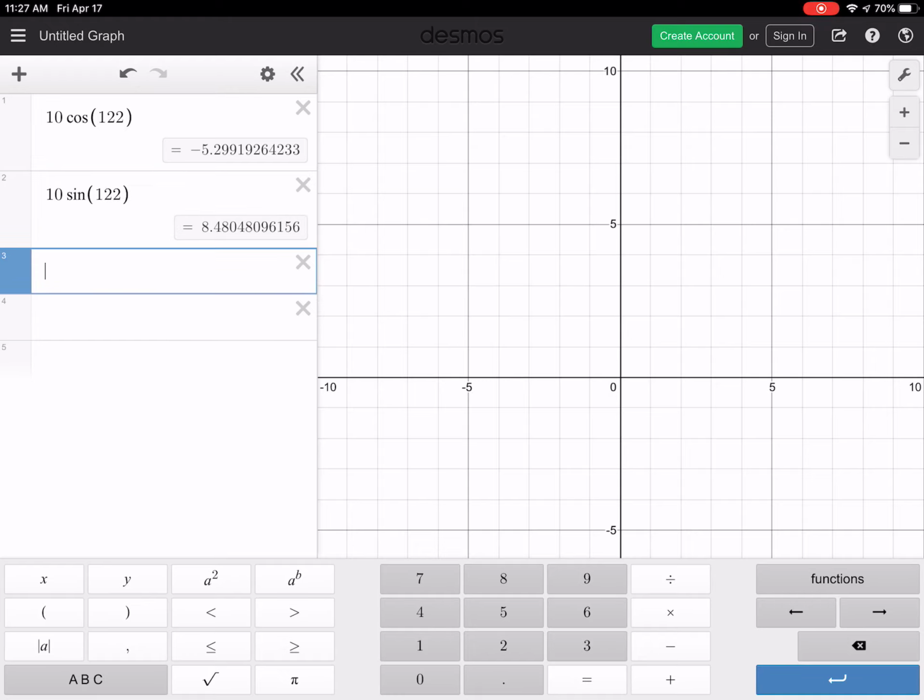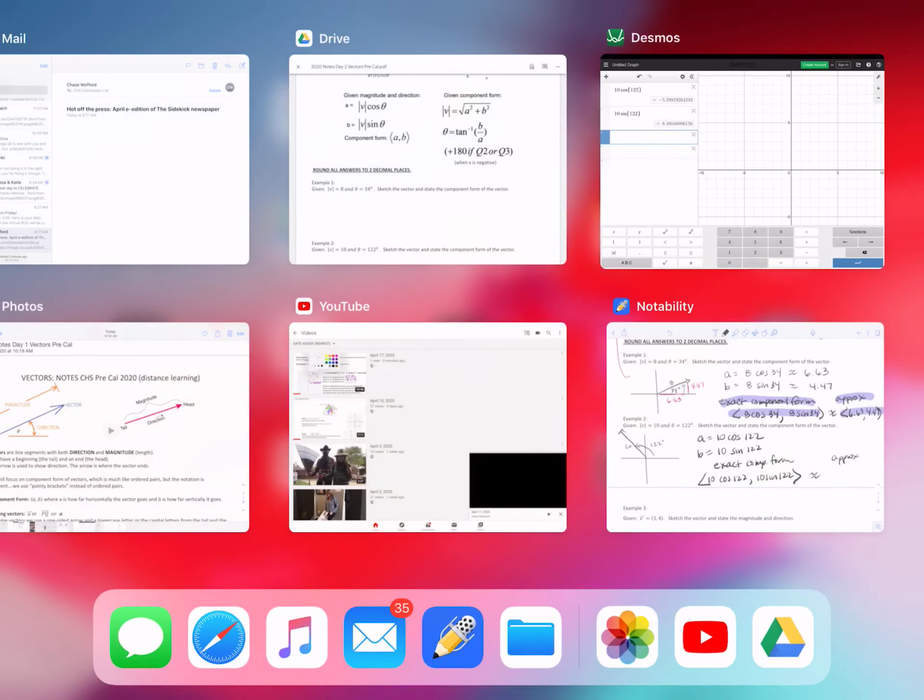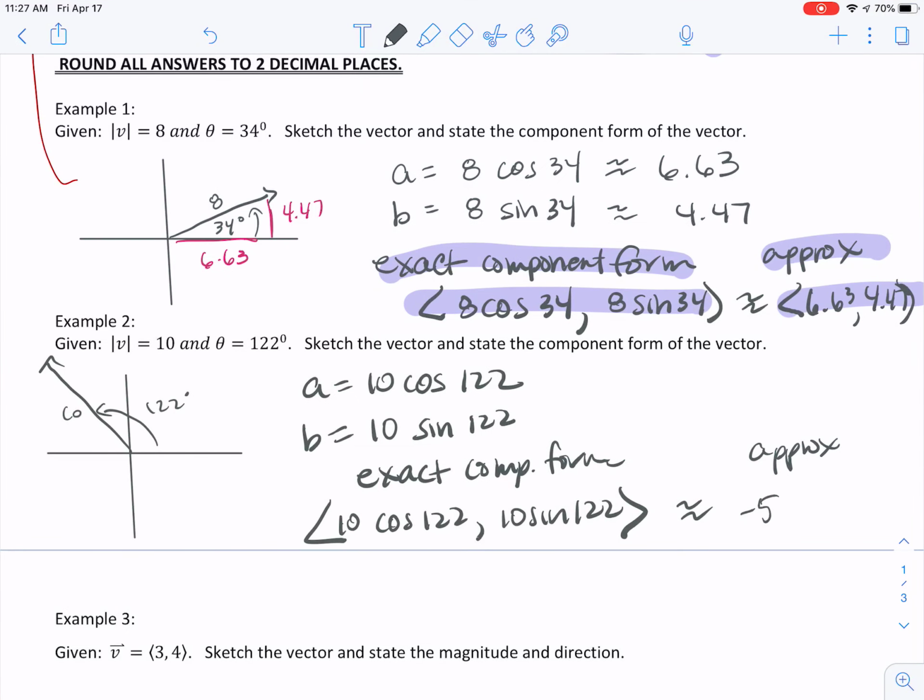It's a negative 5.30 and 8.48. Okay, so negative 5.30, 8.48. Now let's see if that makes sense. Okay, let's come over here. This is saying from the origin, negative 5.30. That looks right. And then up 8. Do you see how that works? It's exactly looking good. All right.